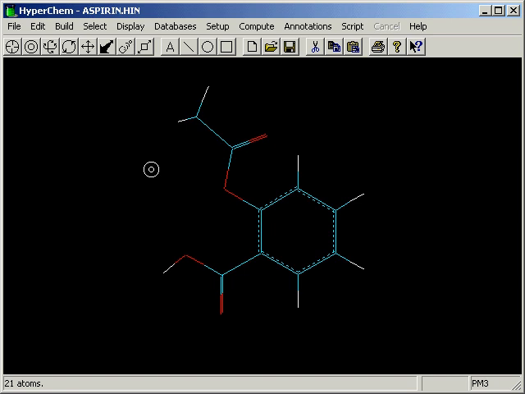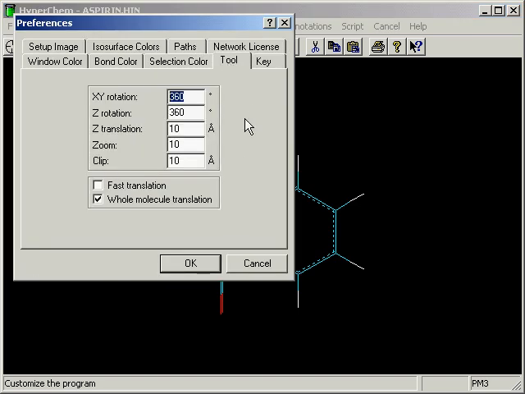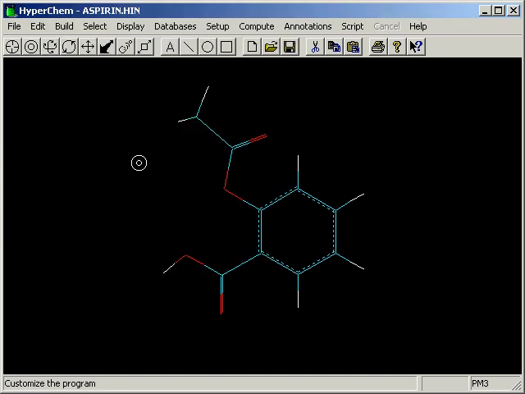HyperChem has a feature called whole molecule translation, which is not always obvious, but often very, very useful. If you look under the File Preferences, under Tool, there is a checkbox here called whole molecule translation. This is somewhat obscure positioning, perhaps, of that feature, but nevertheless, here it is.